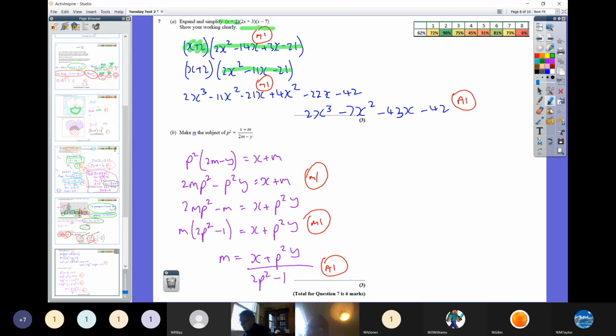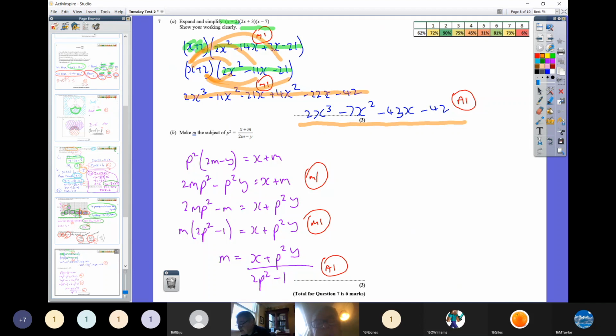You then go back and multiply this by that bracket that you haven't used yet. So I did x times 2x squared, x times minus 11x, x times minus 21, 2 times 2x squared, 2 times minus 11x, 2 times minus 21. That gives you all that stuff that I've just underlined in orange. Gather like terms, that gives you the correct answer.